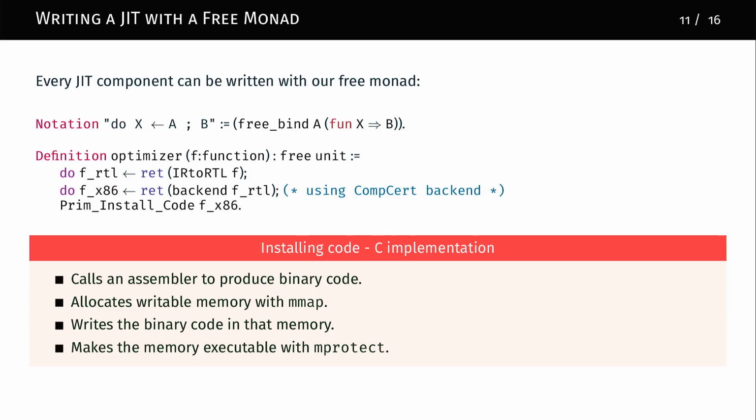Of course, when I give an implementation to that primitive, I'm going to need to write some C code in my case. So for this primitive that installs code, we can write a primitive that calls an assembler to produce binary code that allocates some memory, writes into it, and makes it executable.